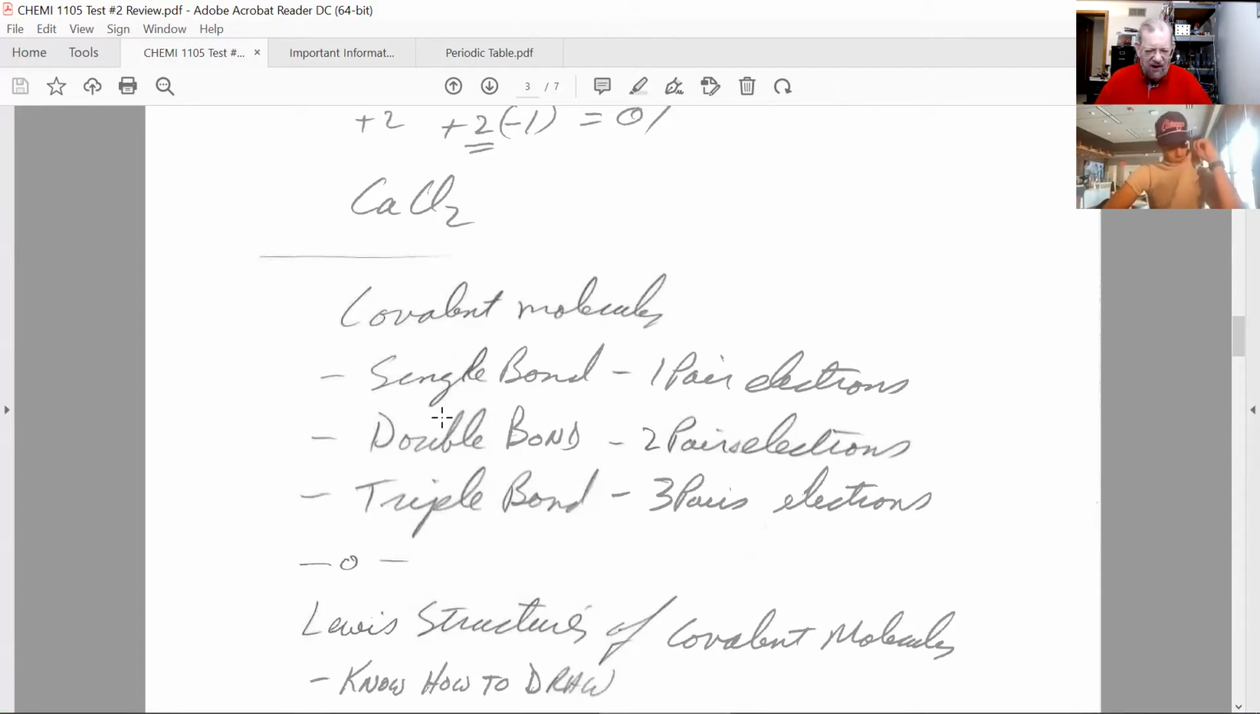You should know that a single bond has one pair of electrons, a double bond has two pair of electrons, and a triple bond has three pair of electrons. Let's do it again. What are the covalent bonds that hold atoms together in molecules? Single bond, one pair; double bond, two pair; triple bond, three pair.